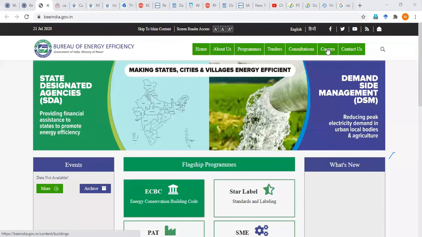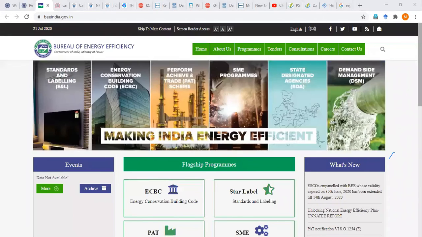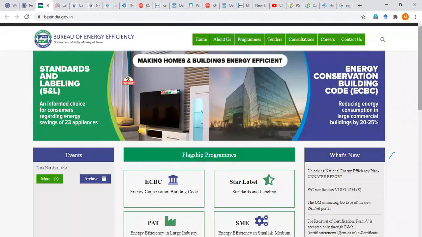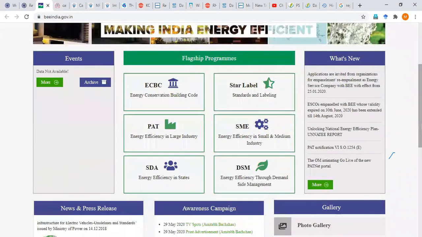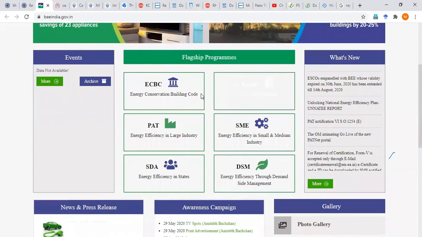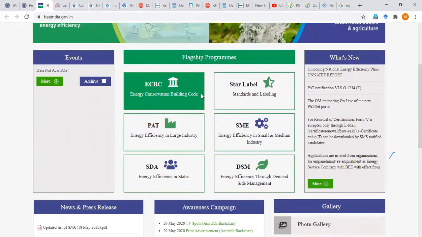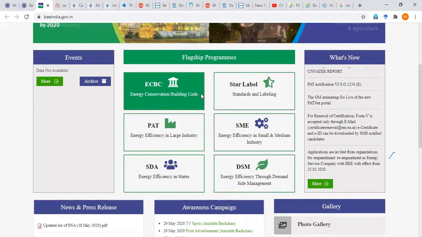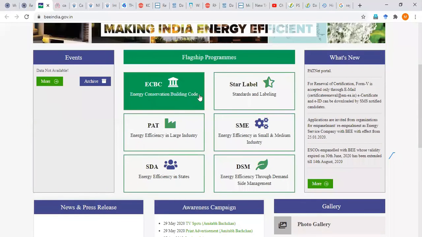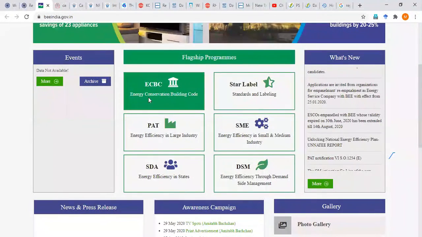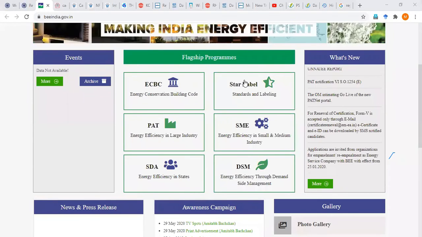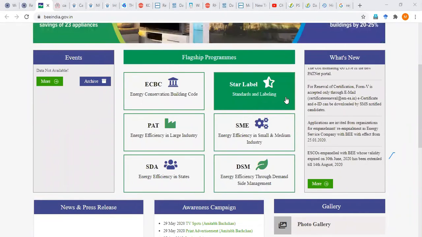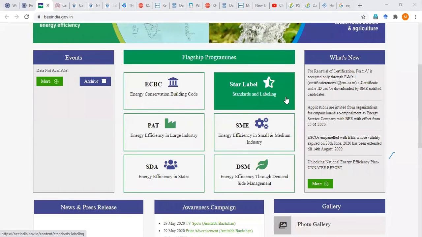If you click on the careers, you will get those options. So what BEE, that is Bureau of Energy Efficiency, is having are different flagship programs. So even energy conservation and building code. Nowadays, the emerging area in the field of energy conservation is the energy conservation building code. You will get the details of this particular program through this link. Then we're having star labeling or star standards.